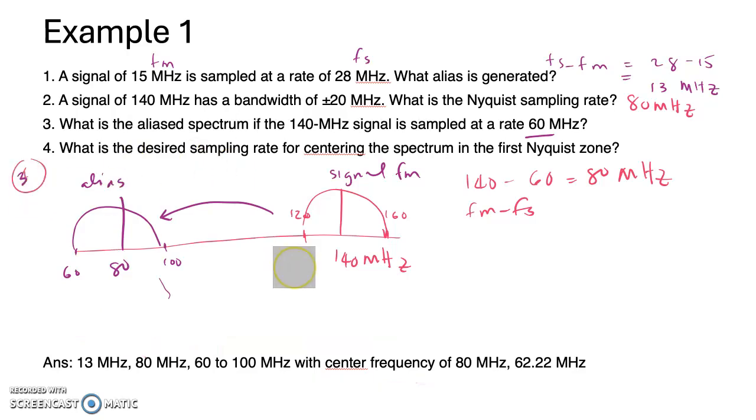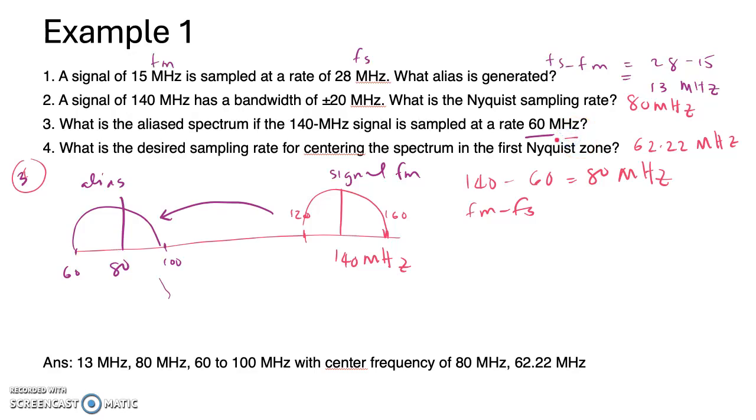For number 3, we saw that the signal was down converted via undersampling to an alias spectrum at 80 megahertz. The bandwidth is retained, so we have our signal from 60 to 100 with a center frequency of 80. Then we figured out that the best sampling rate that we should use is 62.22 megahertz instead of 60.